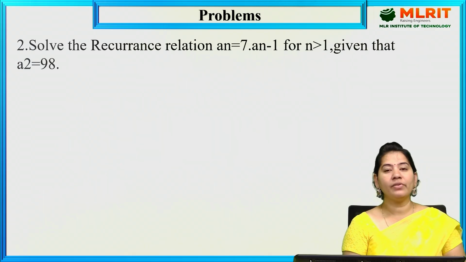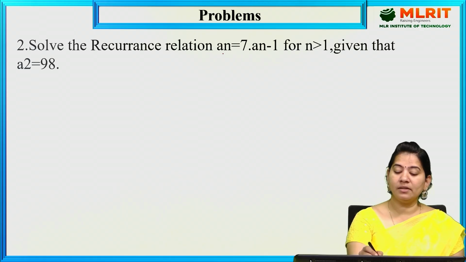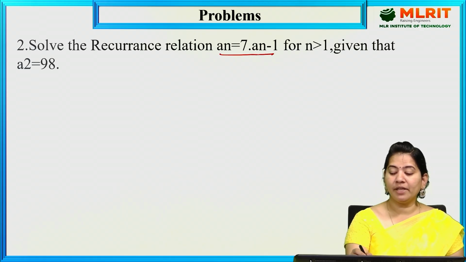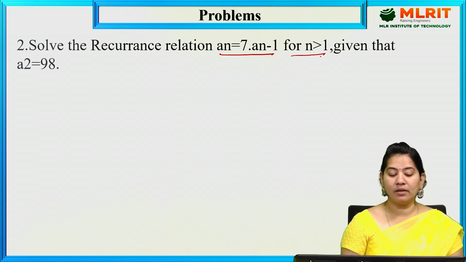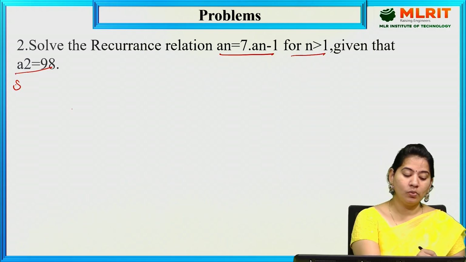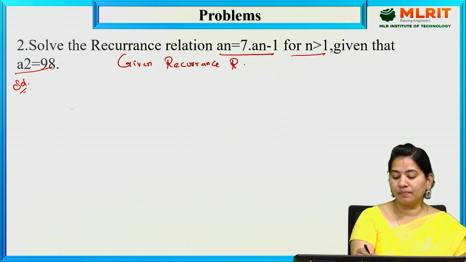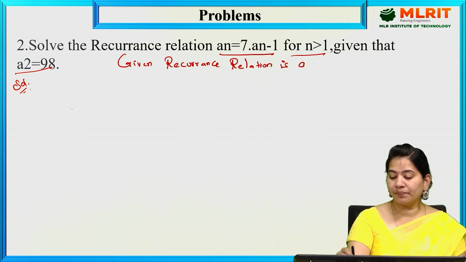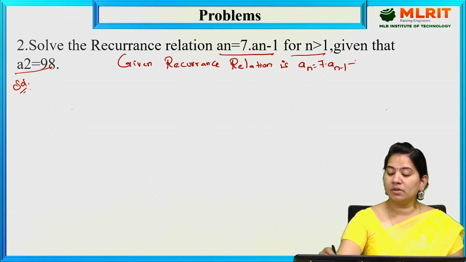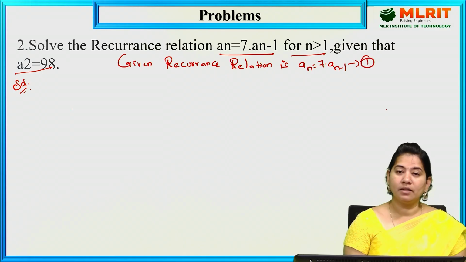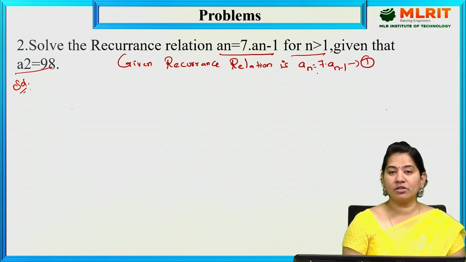In the same way, we have another problem. Solve the recurrence relation a_n = 7 * a_(n-1) for n greater than 1, given that a_2 = 98. As usual, let us solve the given recurrence relation. The given recurrence relation is a_n = 7 * a_(n-1). This is equation 1, and if you observe, it is not in the first order form.